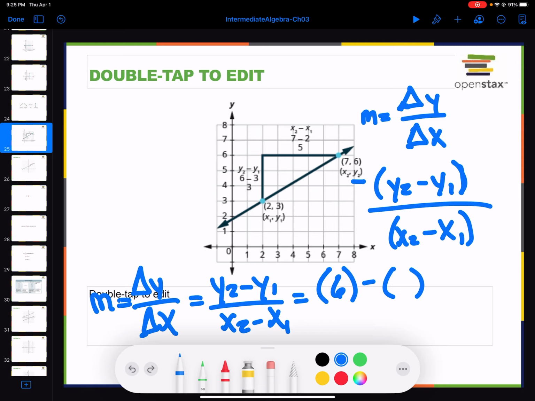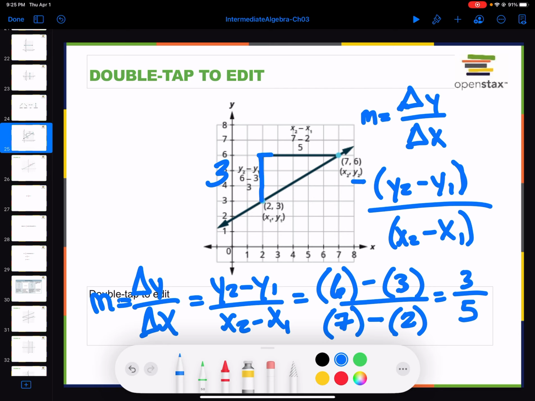So let's continue. We've got our y2, which is 6. Our y1 is 3. And that's going to be over our x2, which is 7, and our x1, which is 2. So now 6 minus 3 is going to leave us 3, and 7 minus 2 is going to give us 5. And then let's go ahead and check this. We've got a rise, 1, 2, 3, check. And a run, 1, 2, 3, 4, 5. Awesome. That matches exactly what we found using the points.